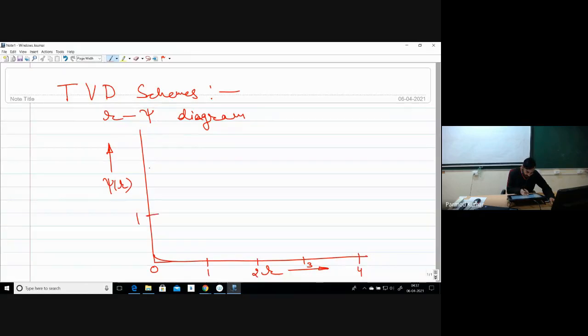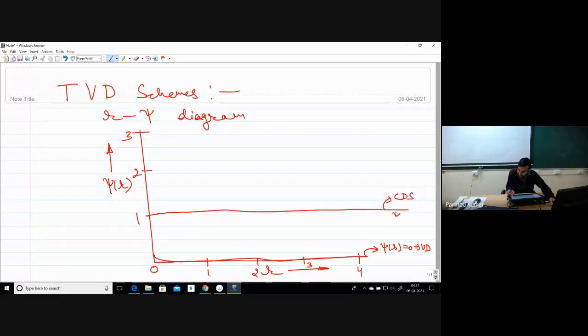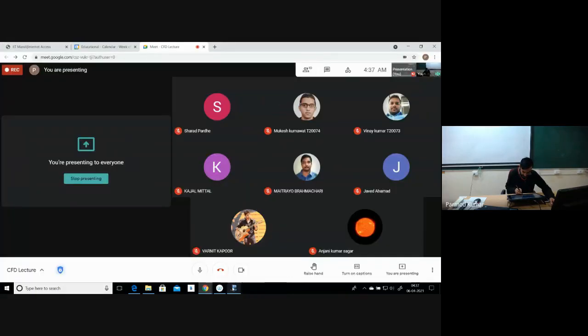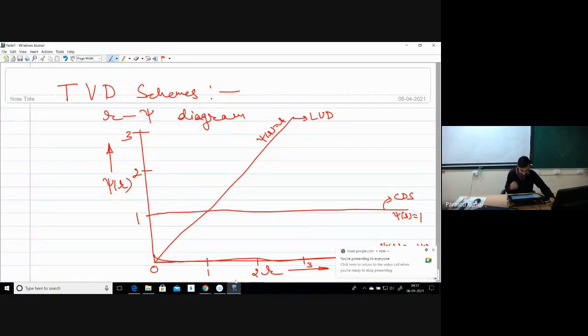We found that for the upwind differencing scheme, our value of psi(r) was equal to 0. Then for the CDS scheme, the value of psi(r) is equal to 1. Another important thing we found is that if psi(r) is equal to r, that becomes our linear upwind differencing. And we have one more equation, which is applicable for QUICK.